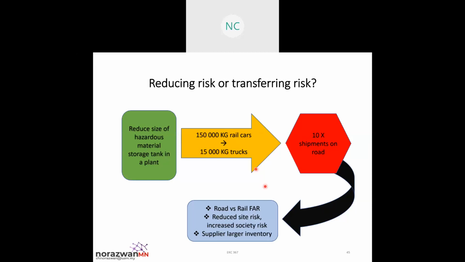Instead of using 15,000 kilograms of material, you are transferring it over 10 days. Every day you're transporting 15,000 kilograms of this material. So what is their fatality rate? All of these are things that need to be considered. It's either you reduce your risk or you transfer the risk from your side to the other side, from your side's risk to the society's risk. The rail car is usually the one used by YTL and other cement industries.